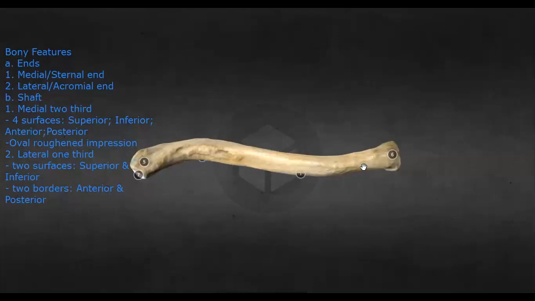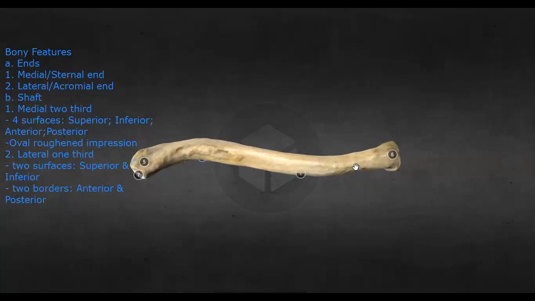The shaft of clavicle is divided into two parts, a medial 2/3 and a lateral 1/3. The medial 2/3 is cylindrical in shape, whereas the lateral 1/3, just like the lateral end, is flattened. So the medial 2/3 has four surfaces and the lateral 1/3 has two surfaces and two borders.